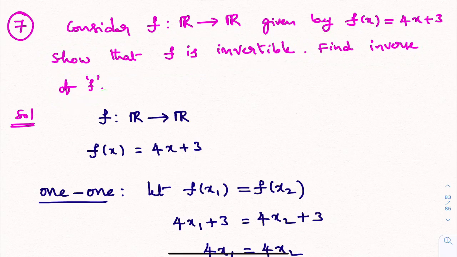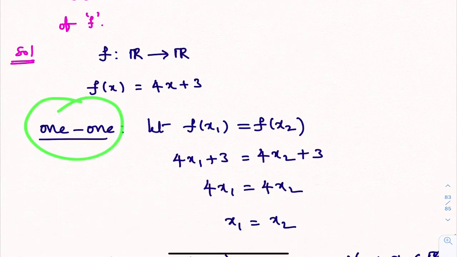And in the fifth problem we discussed that a function is invertible only when it is bijective. First I'll write the given information. They gave f from real numbers to real numbers and the function is given as f(x) = 4x + 3. To show the function is invertible, I need to show that it is bijective. To show the function is bijective, I need to show it is one-one and onto. So first I'll check whether the function is one-one or not.